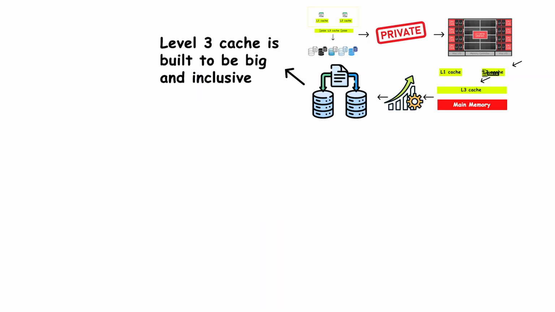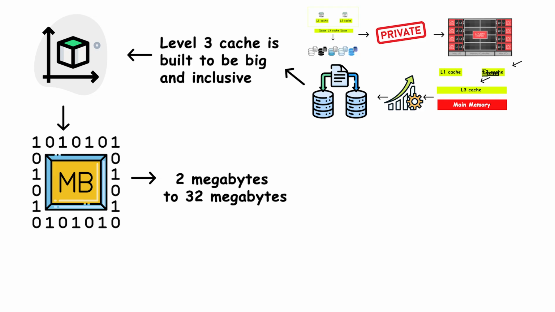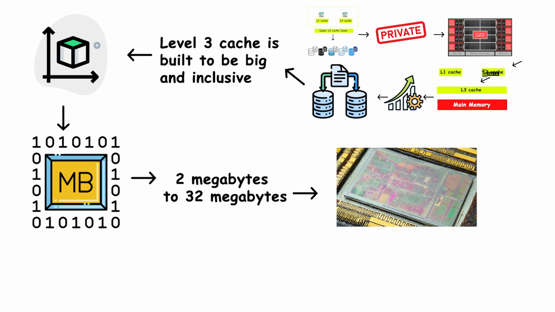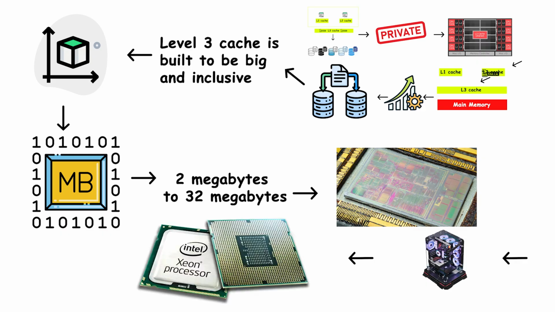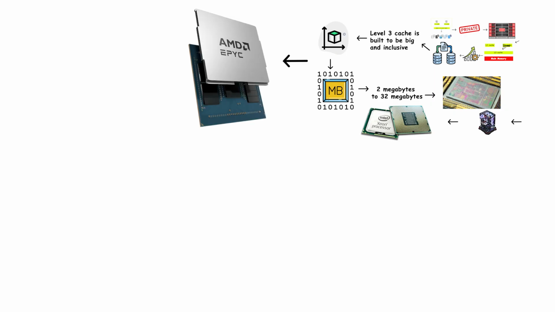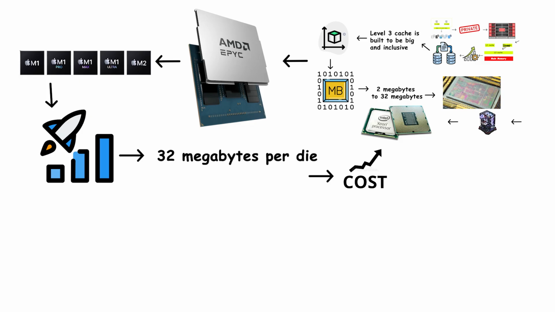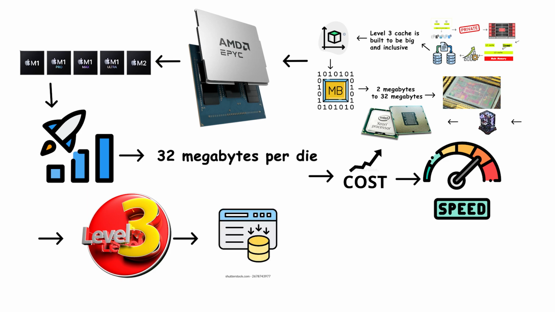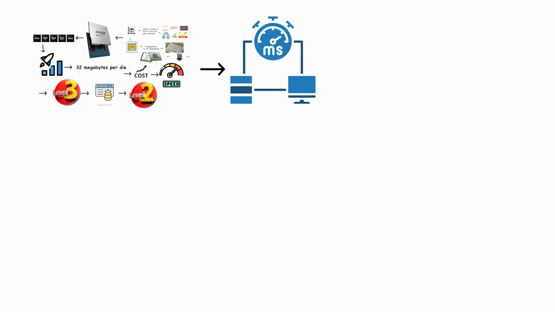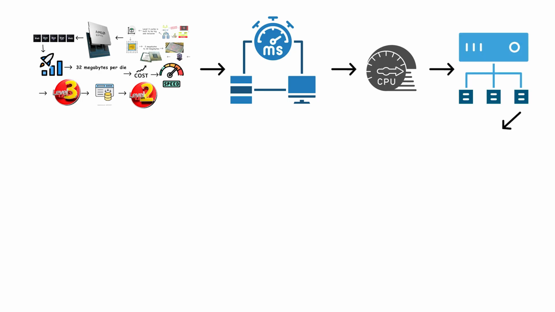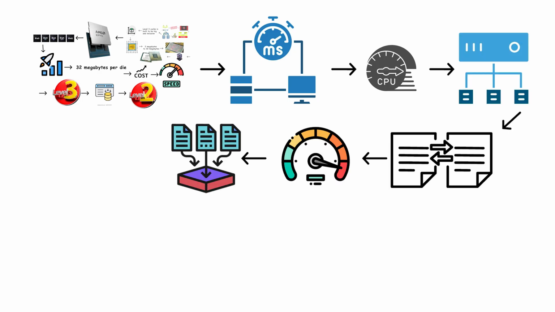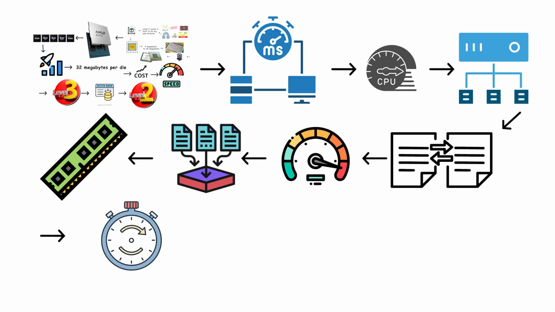Level 3 cache is built to be big and inclusive. Typical sizes range from 2 megabytes to 32 megabytes, depending on the processor. Some high-end workstation and server CPUs, like AMD's EPYC or Apple's M-series chips, can go even higher, exceeding 32 megabytes per die. But size comes with a cost, speed. Level 3 cache is slower than level 2, with a latency that typically sits between 10 and 40 CPU cycles, depending on architecture and load. However, that's still dramatically faster than fetching data from system RAM, which can take hundreds of cycles.